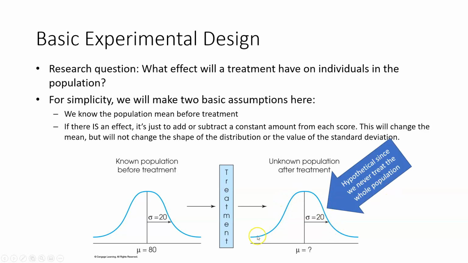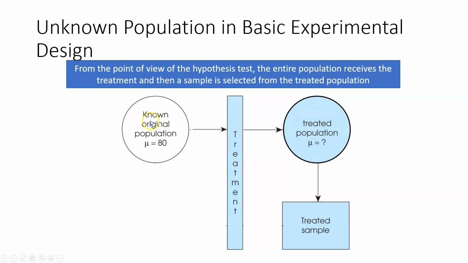This population here is hypothetical since we never actually treat the whole population. So to show that in a figure, I will illustrate that from the point of view of the hypothesis test, the entire population receives the treatment, and then a sample is selected from the treated population. So it might be a known original population with a mean of 80, and we give it some treatment, and the treated population has an unknown mean, but we draw a treated sample from that population, and we try to measure the mean of that population from the treated sample.